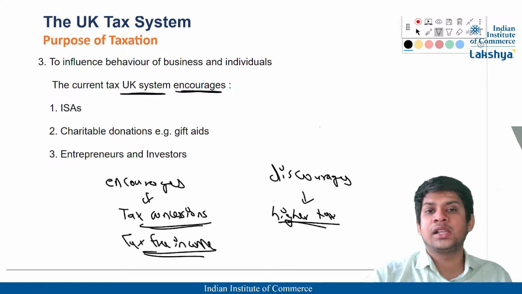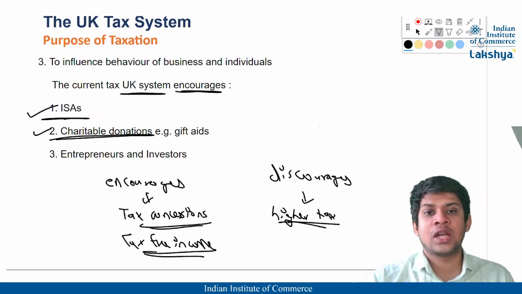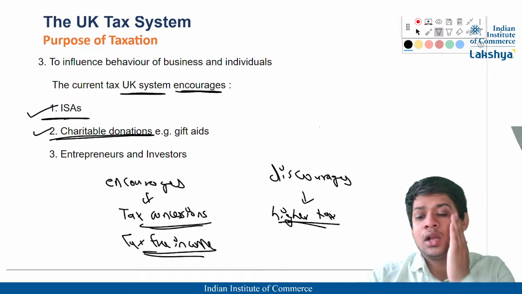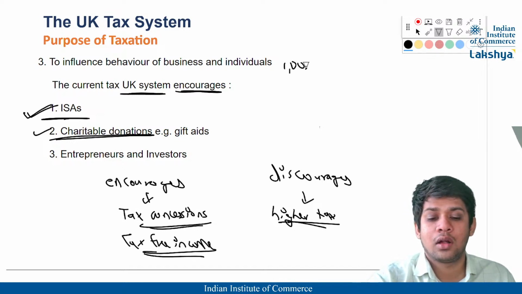Now, what is the UK system encouraging? They are encouraging the use of individual savings accounts, so that you invest in your savings to ensure that at a future date you have a sufficient amount of money with you. Charitable donations: if you're making any charitable donations, the UK promotes it. So technically, maybe my income is 1 lakh pounds.